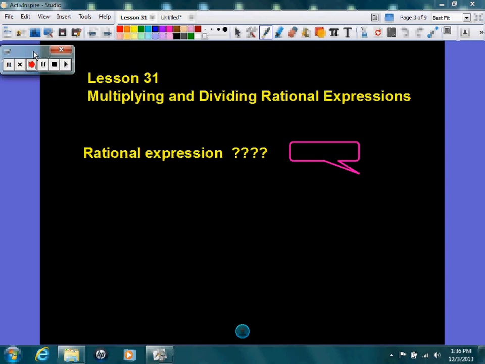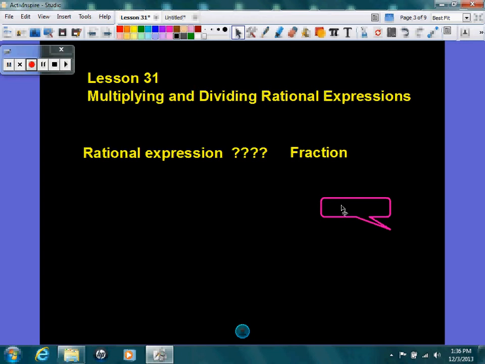Lesson 31, multiplying and dividing rational expressions. Well, what is a rational expression? It's a fraction. Look at that, it's a fraction. It's a rational expression. So we all remember how to multiply fractions, right? How do you multiply fractions? Numerator times numerator, denominator times denominator.